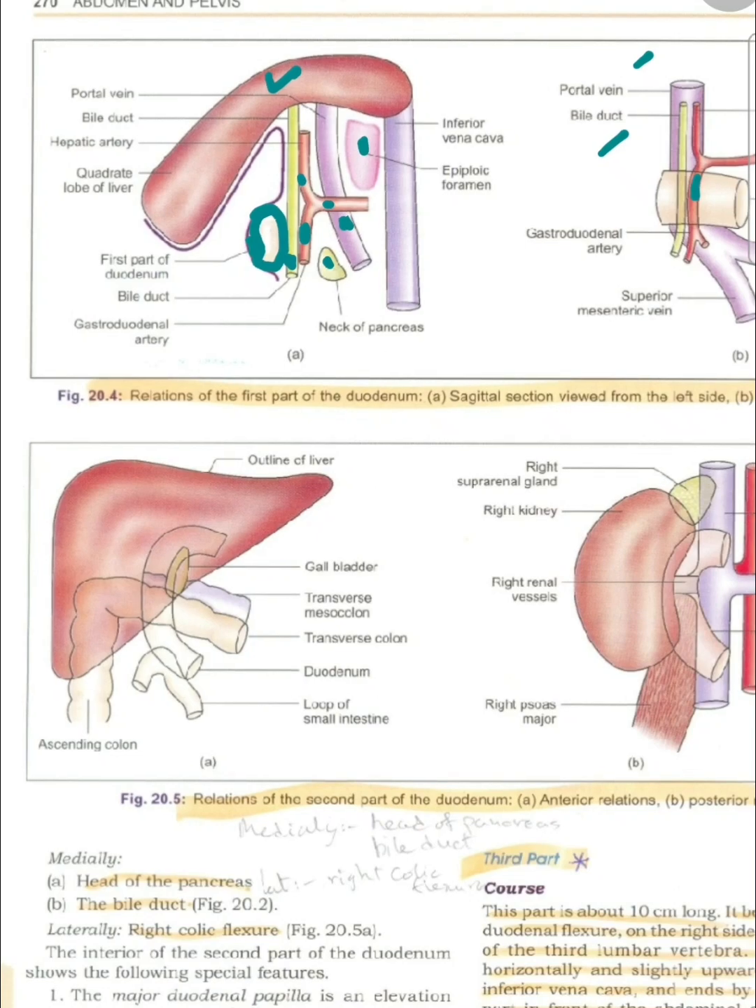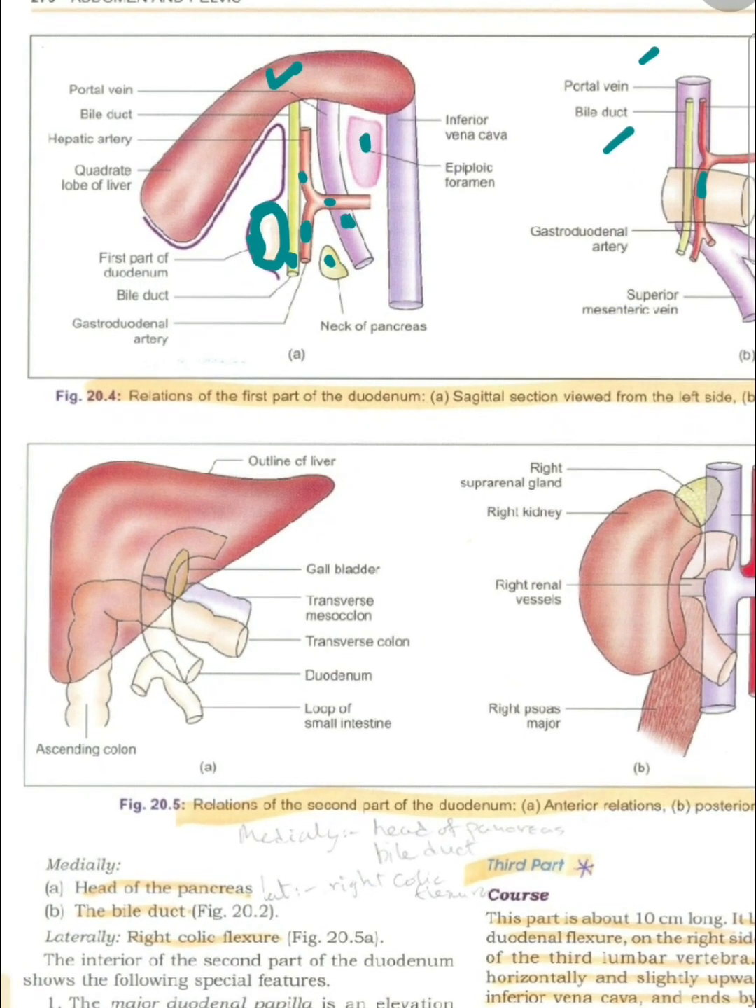Let's talk about the relations of the second part of the duodenum. The second part of the duodenum is this one. It is related anteriorly to the right lobe of the liver. It is also related anteriorly to the transverse colon and to the transverse mesocolon and to the loop of the small intestines. So these are the structures that are actually anterior to it.